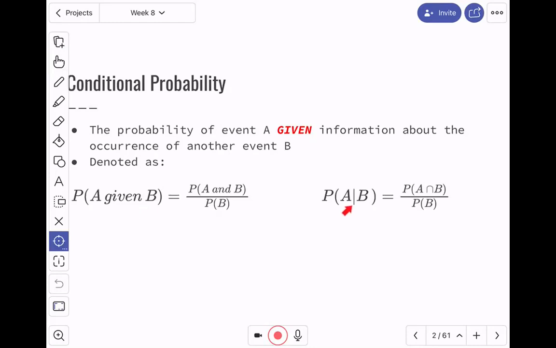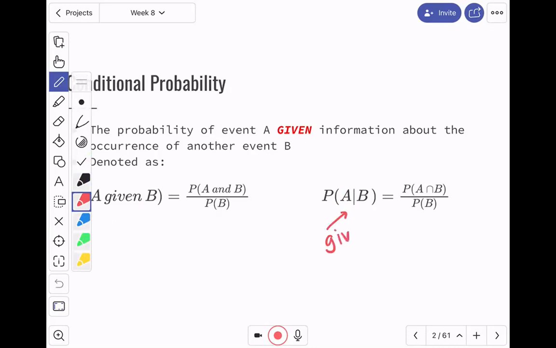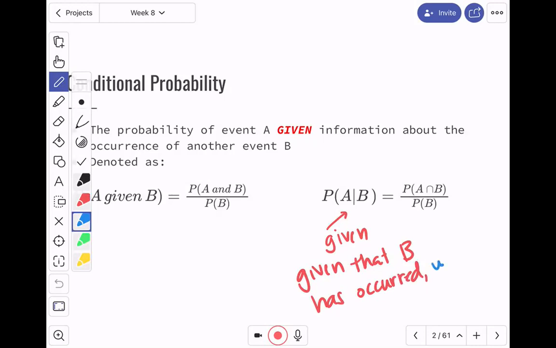And here's the symbolic notation of it. It's A, and the vertical bar means given. So this bar right here just means given. And what this is basically saying is, given that B has occurred, now I want to know what is the probability of A occurring.